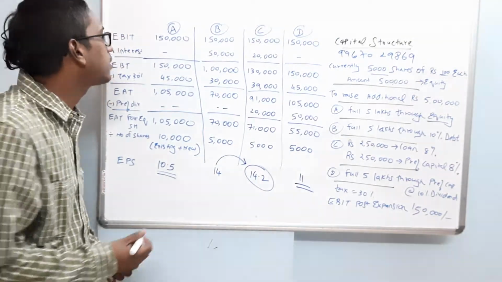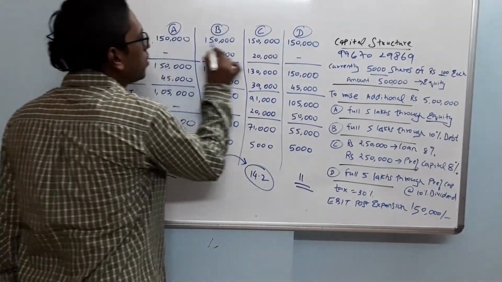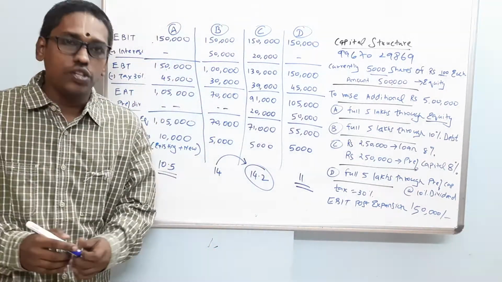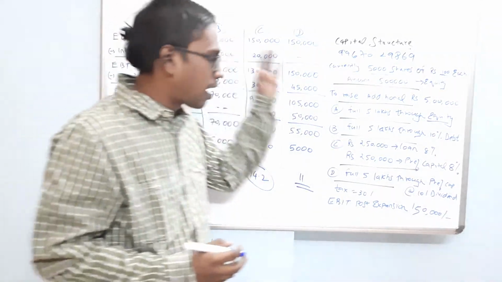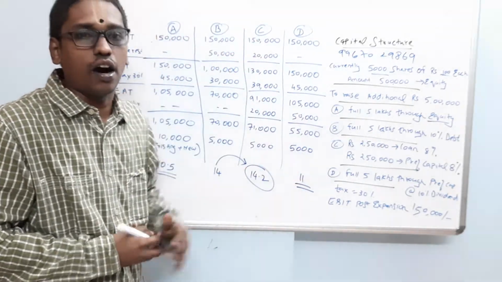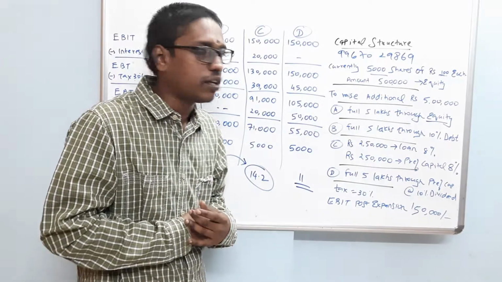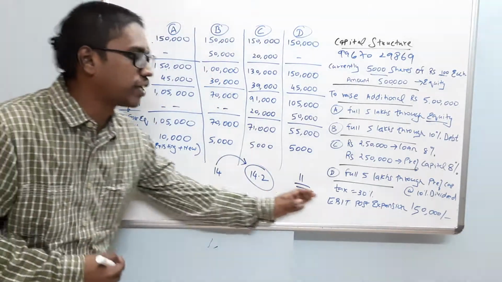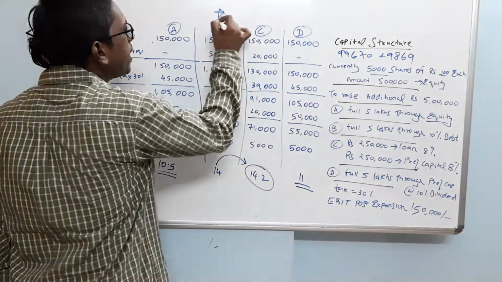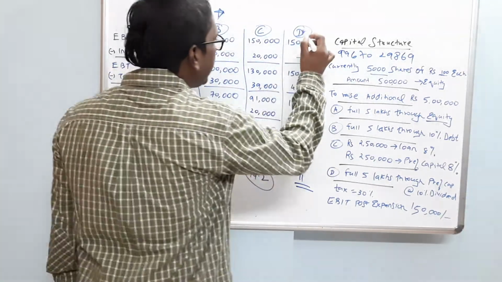So what we find is that the EBIT is the same for all the 4 options, but depending upon your source of fund, how you are designing the capital structure, your earnings per share will change. Now let us learn B and D together.